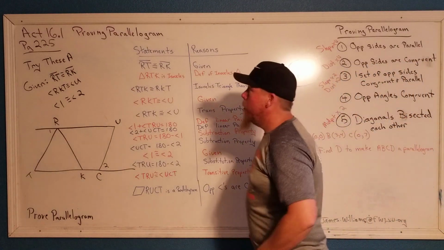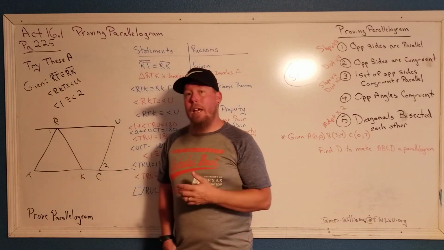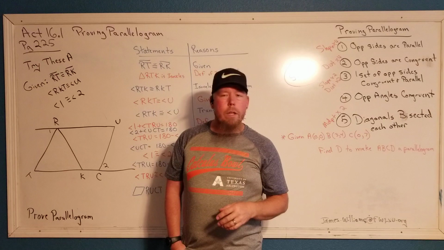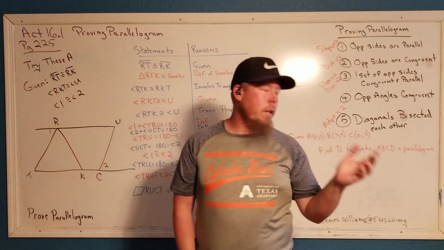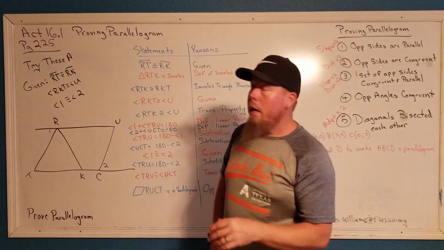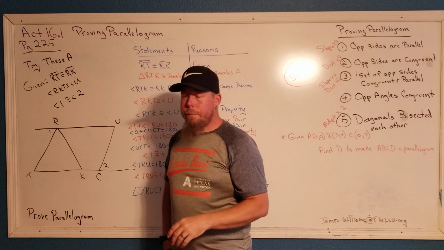So what we're going to do is skip over to page 225, and we're going to look at try these A. There's an example and some other things before that you're welcome to look through and read in the PDF. Again, we're on page 225. So if you look at 224, there's an example there you can read. But we're going to focus on try these A. This is a pretty long proof.